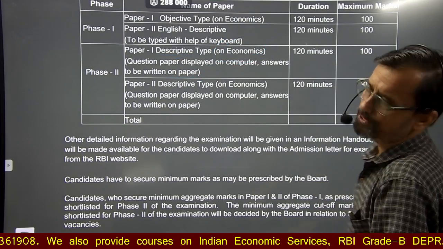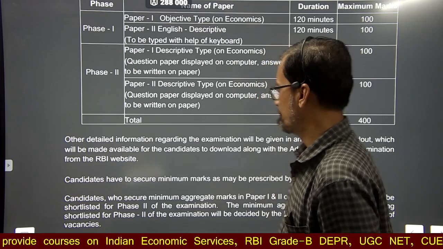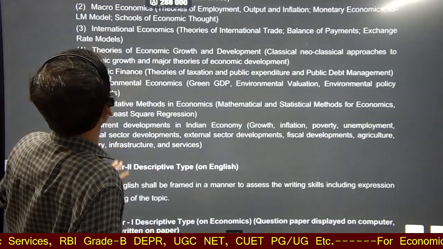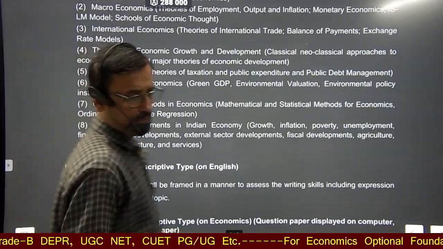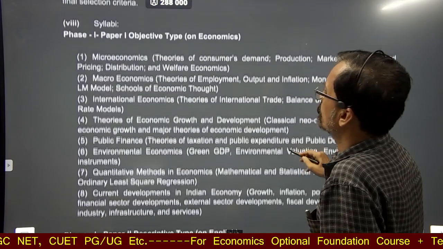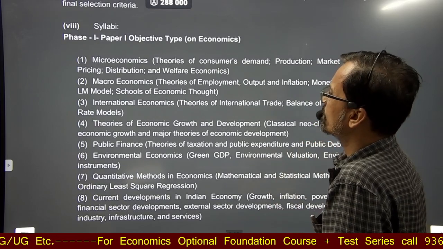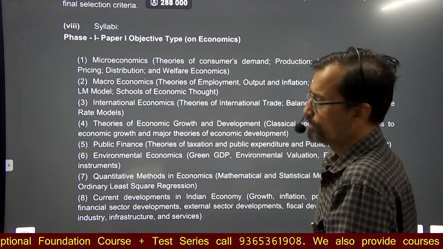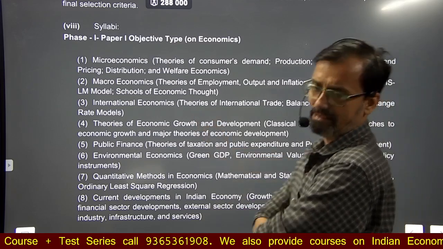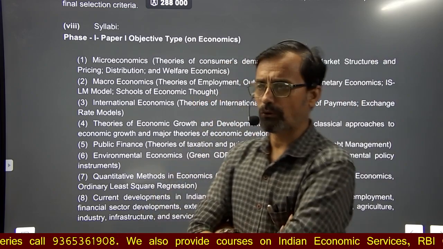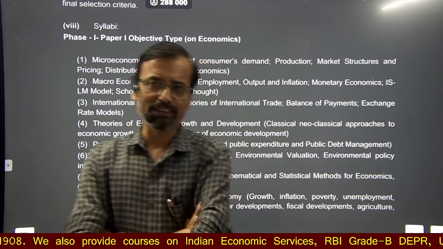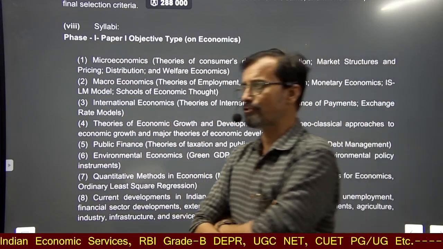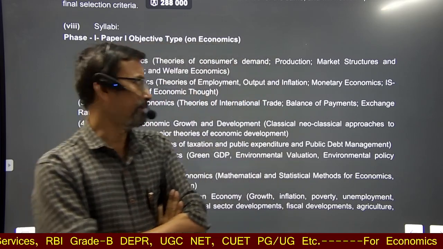Now what is the syllabus we need to cover for this particular exam? What syllabus do we need to focus on? It is almost PG standard, master's standard in economics. So we need to cover microeconomics. Especially from microeconomics, we have to understand theories of consumer demand. Consumer demand is not only utility, it is also indifference curve and revealed preference theory. All these important theories of the consumer are to be covered.